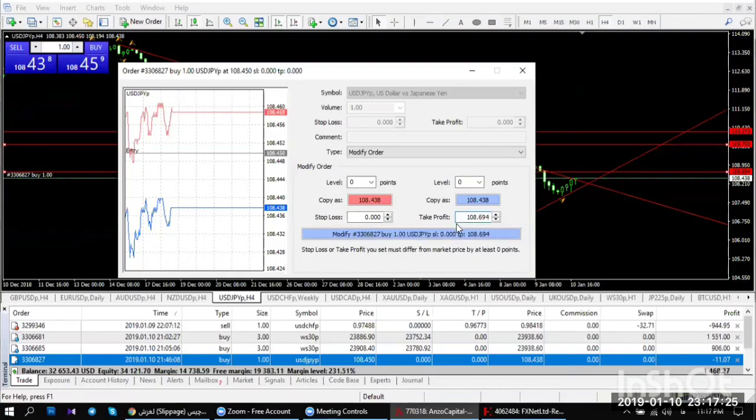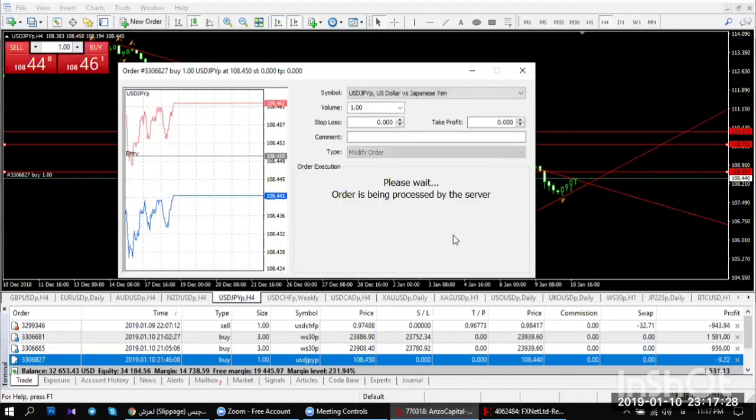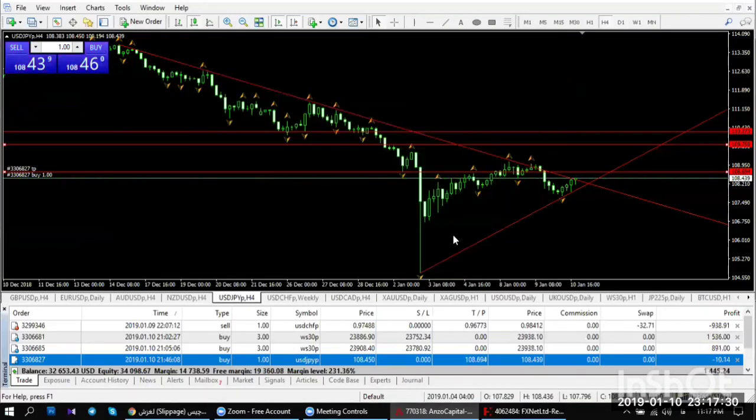So the take profit should be on 108.694. The first take profit is here and the next one is right there. Should I put more? No, you can only put one take profit.